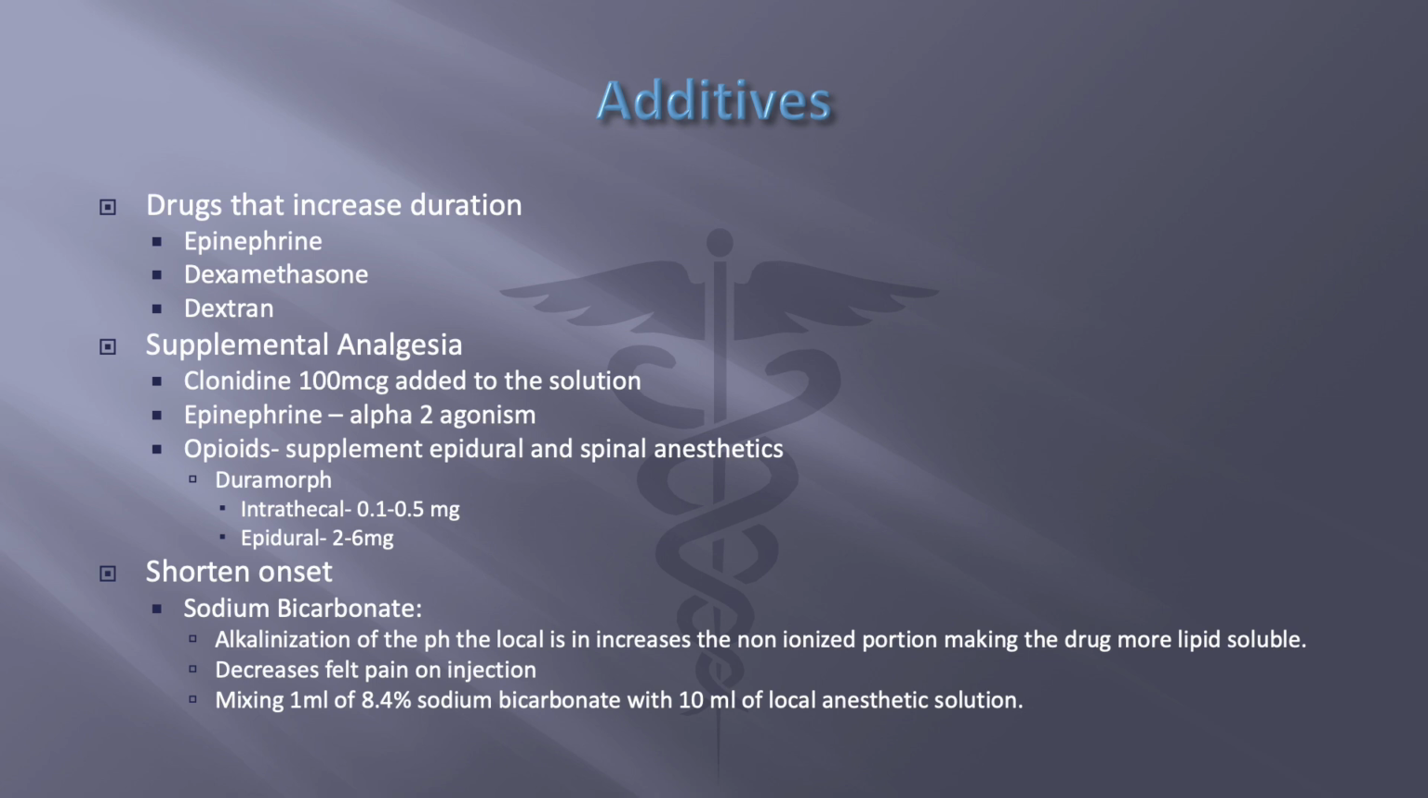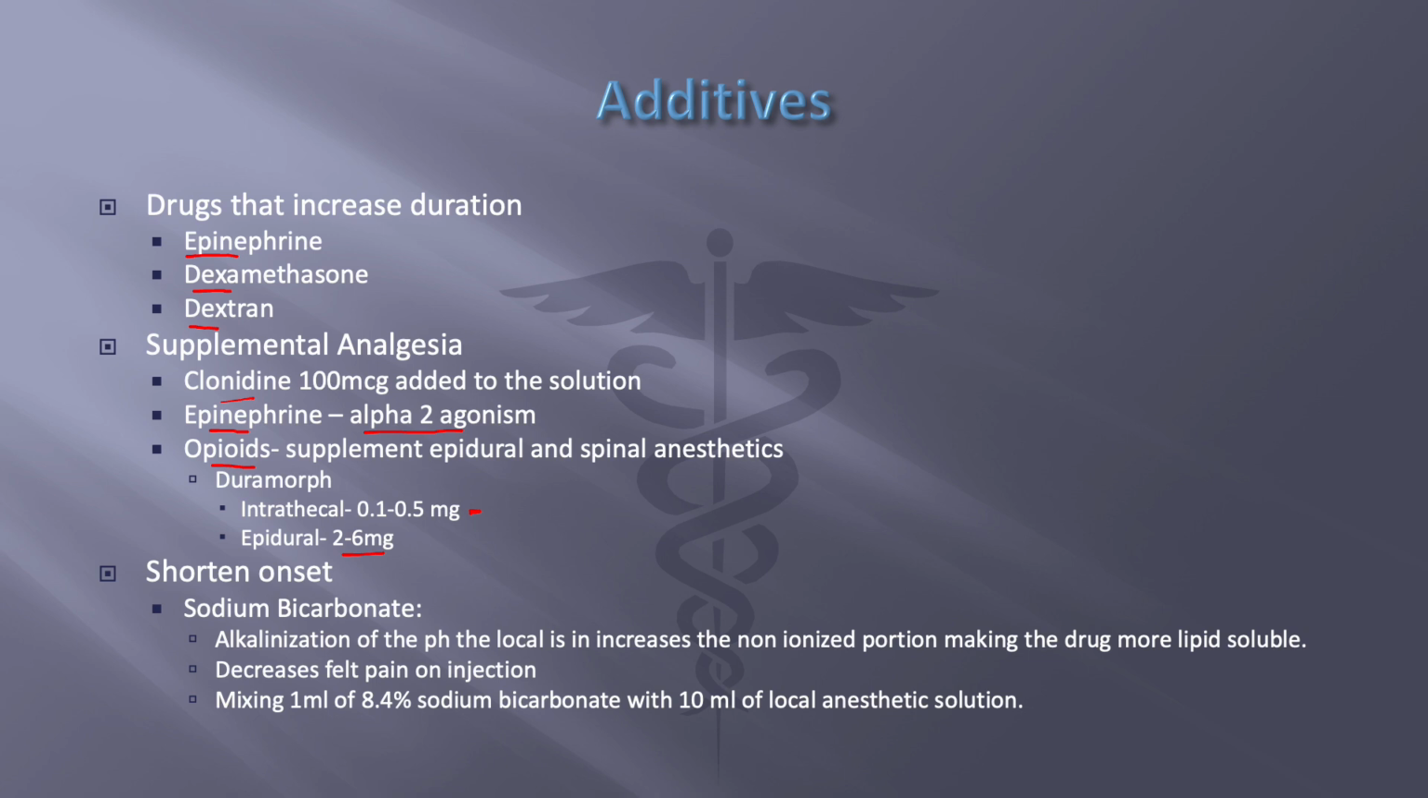So additives that we can put in our local anesthetics. All right, we talked about epinephrine, dexamethasone, and then dextran. All right, supplemental anesthesia, we can put clonidine in there. Epinephrine actually gives some alpha-2 agonism as well. And then opioids, okay. For intrathecal or spinal opioids, we usually use 0.1 to 0.5 milligrams. And then epidural, use 2 to 6 milligrams.